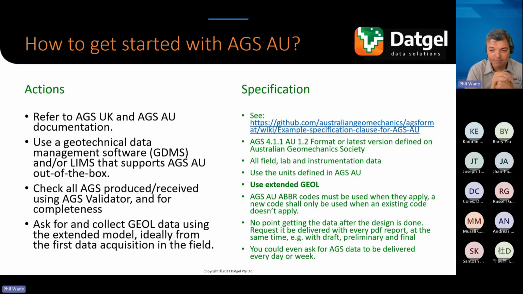And you should get the data at the same time as you receive each PDF site investigation report, like the preliminary report, the final report, and so on. At the same time, you should get the AGS data so you can actually use it when you need it. No point getting it 2 months after the project is finished. And it's possible to ask for the AGS format data every day or every week, after each borehole is finished, within a few days or something, just like you would with the log. People definitely do that.